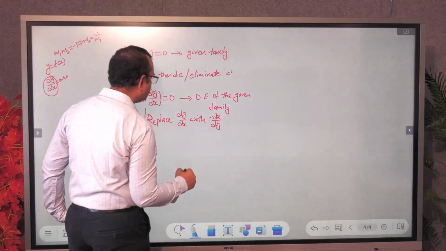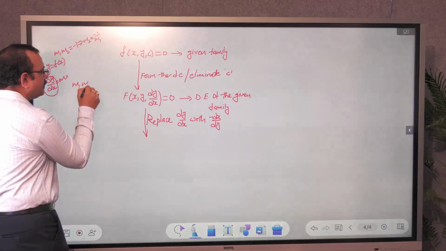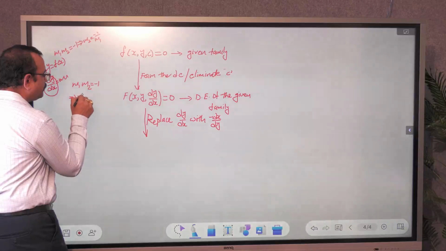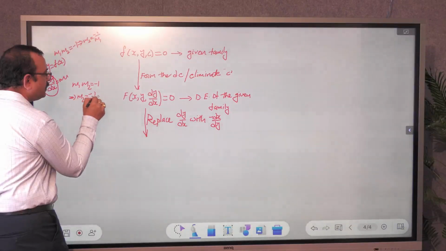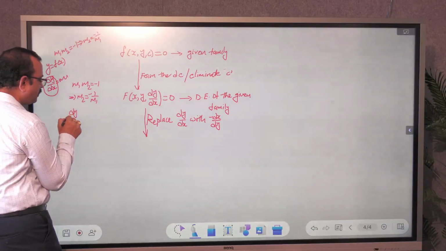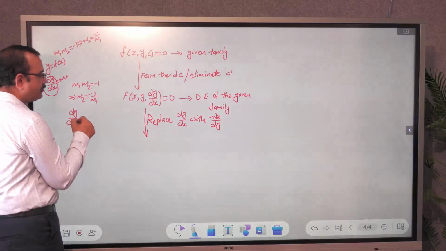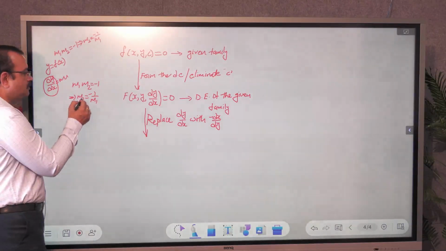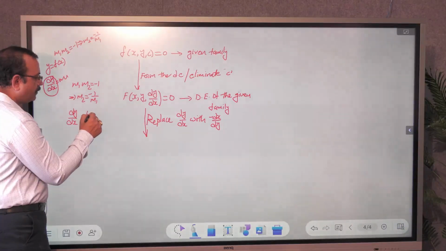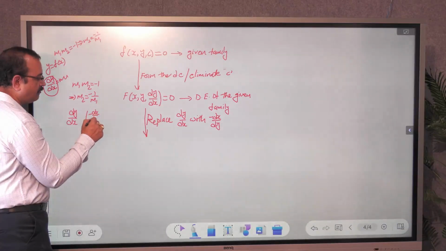I think all of you got the clarity. Once again, may I repeat: m1 into m2 is equal to -1, in the sense m2 is equal to -1 by m1. So if dy by dx is the slope of the given curve, then what is the slope of the curve which intersects this at right angles? m2 is equal to -1 by m1, in the sense -1 by dy by dx, in the sense minus dx by dy we will get.